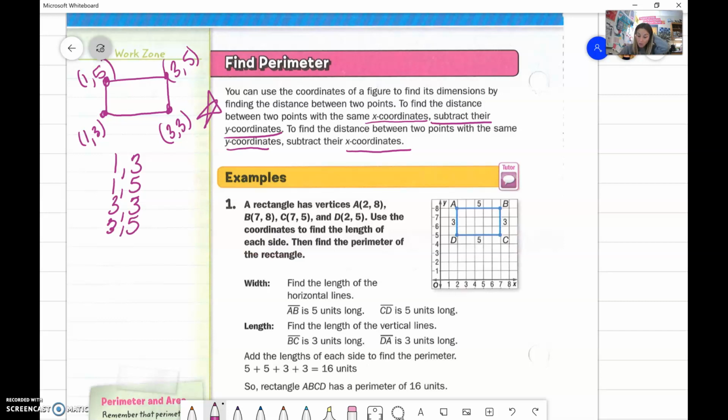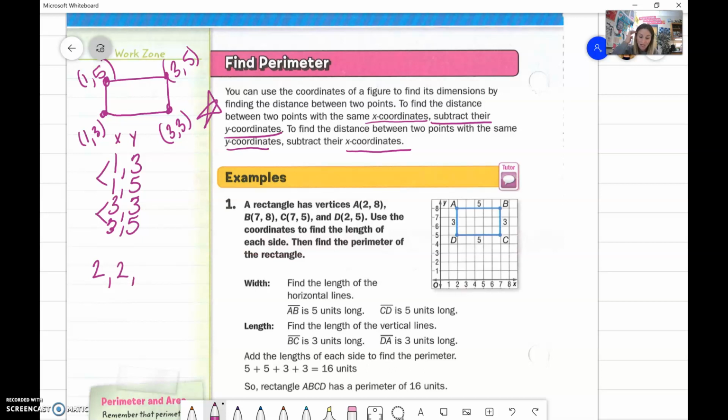Now let's take a look at the ones that have the same x-coordinate. Remember, this is our x, this is our y. Notice these two have the same x-coordinate, which means I'm going to subtract the y-coordinates. So 5 minus 3 is 2. I would also do the exact same thing with these two because they have the same x-coordinate. So I would take 5 minus 3, which is 2.